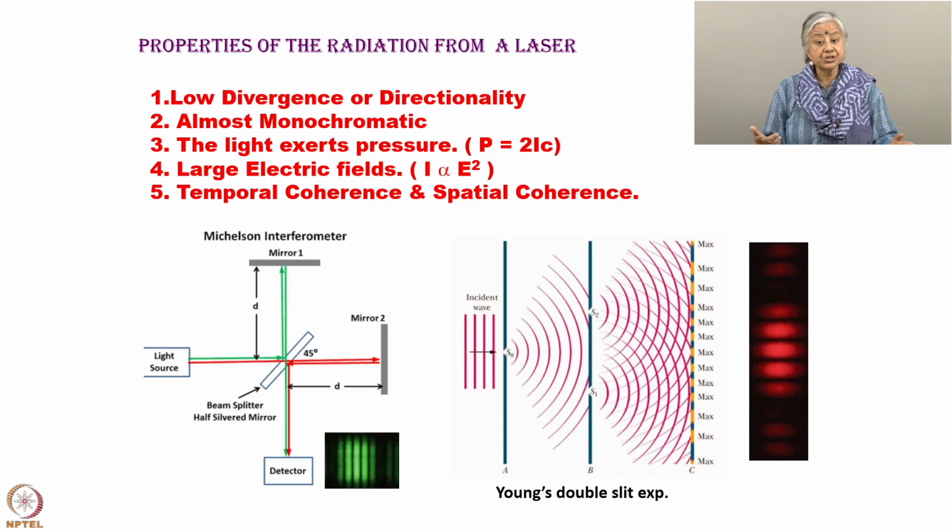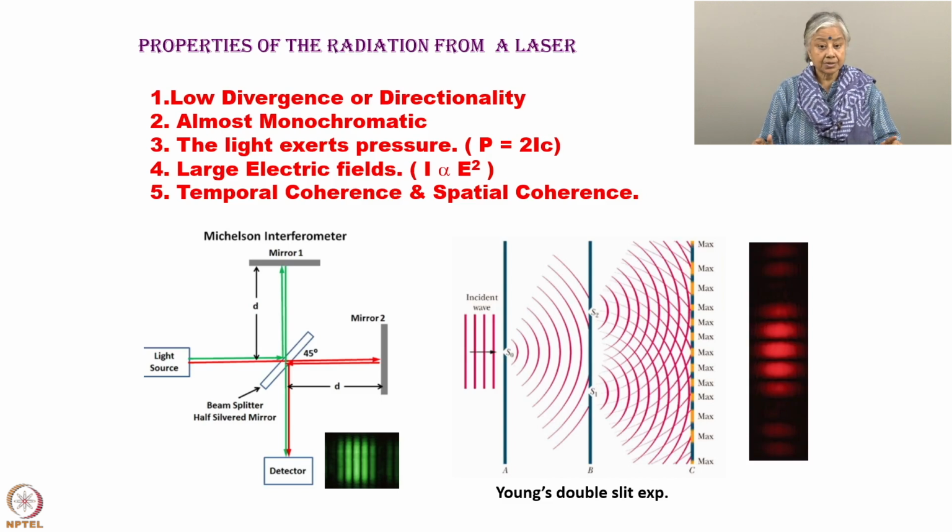And so, pressure is exerted, and with lasers you can go up to very high intensities. That means you can exert a lot of pressure with light, just like Arthur Ashkin did in his Nobel Prize winning work, where he used the pressure of light to make tweezers, light tweezers.